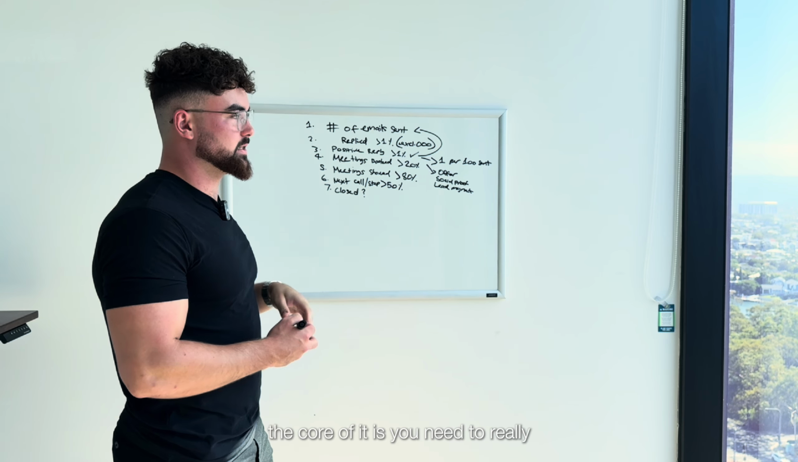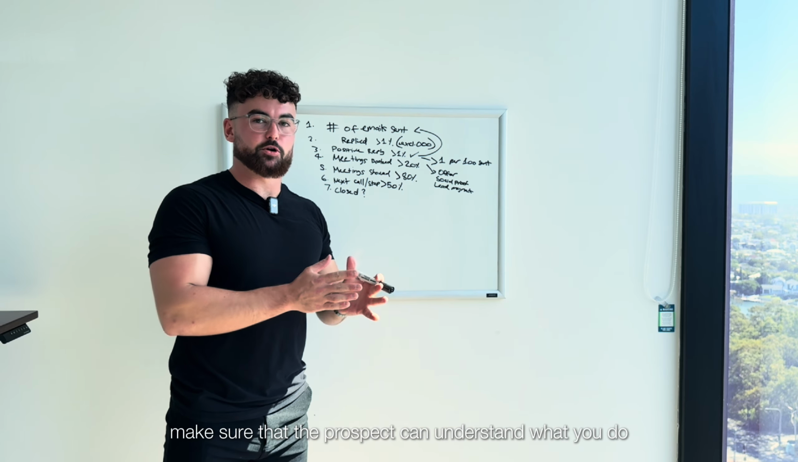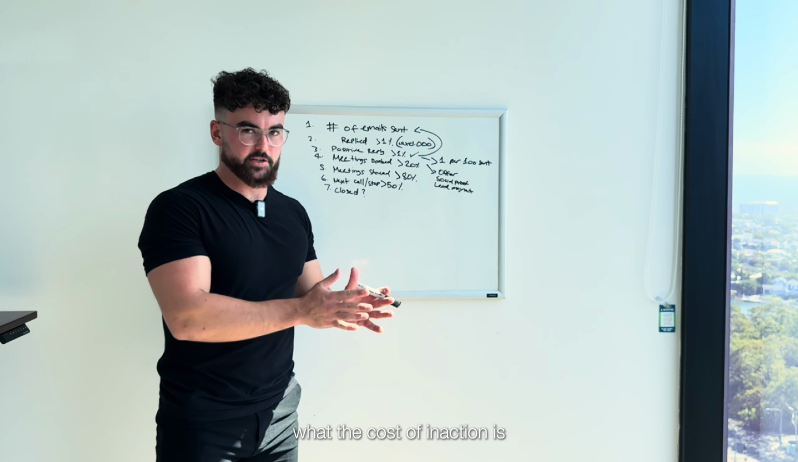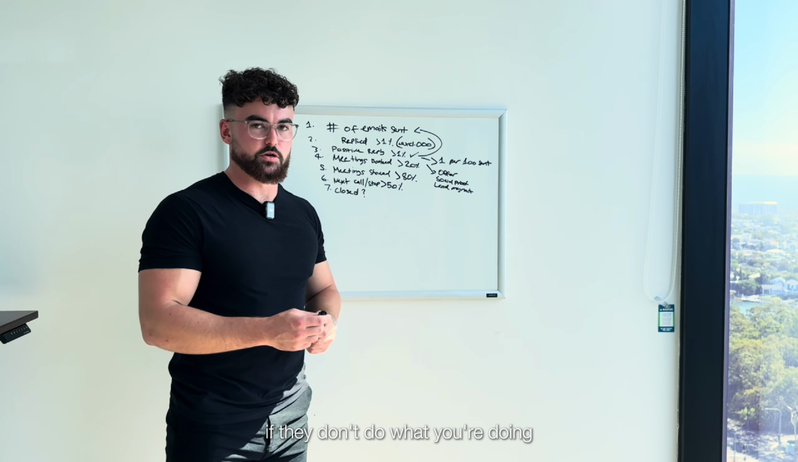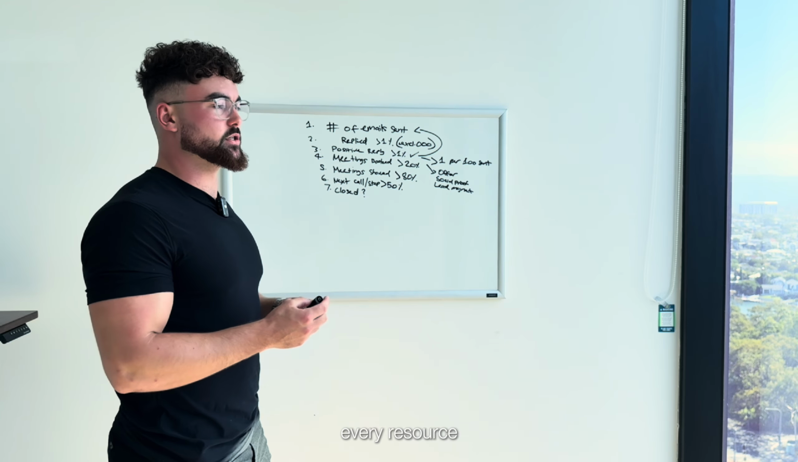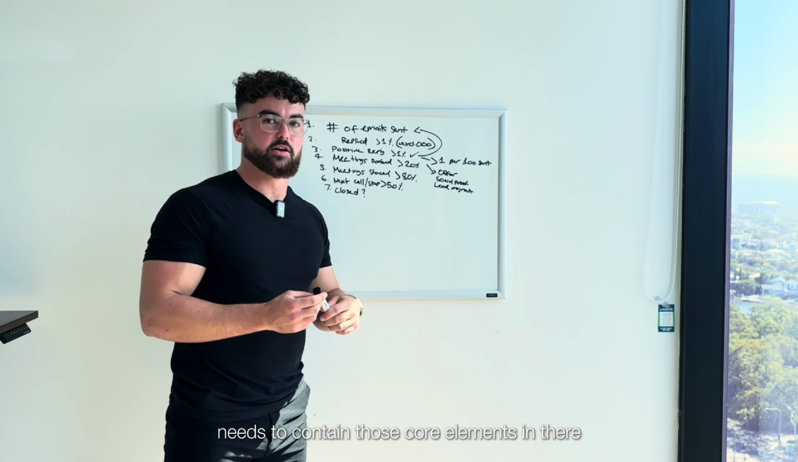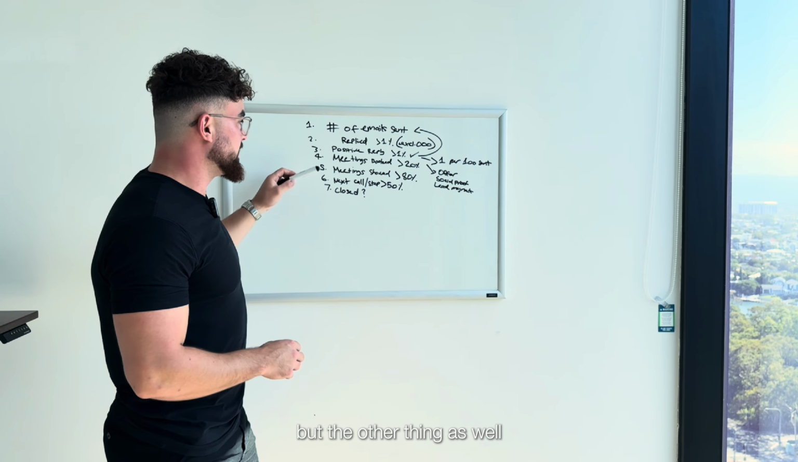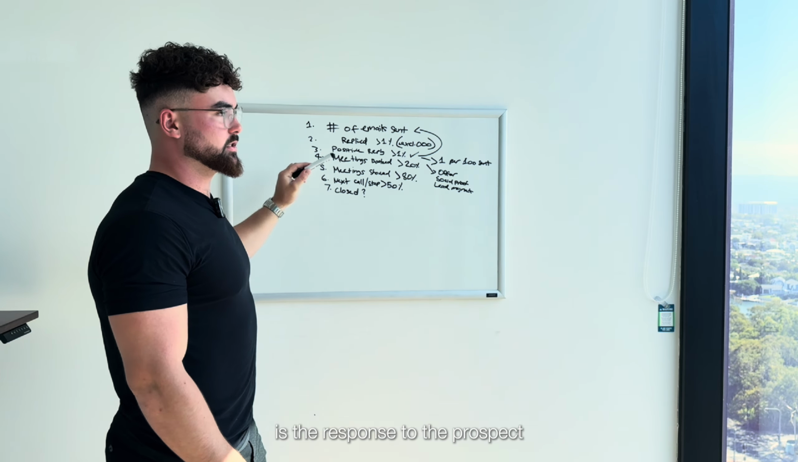Basically, the core of it is you need to really make sure that the prospect can understand what you do, what the cost of inaction is if they don't do what you're doing. Also, the social proof within there. So every piece of content, every resource needs to contain those core elements in there. But the other thing as well is the response to the prospect.